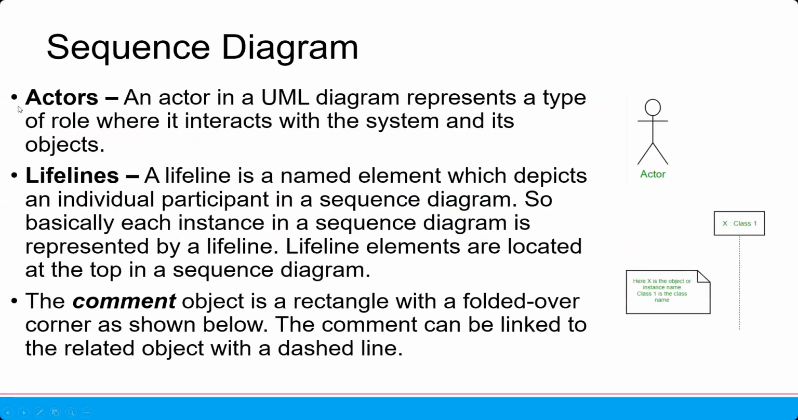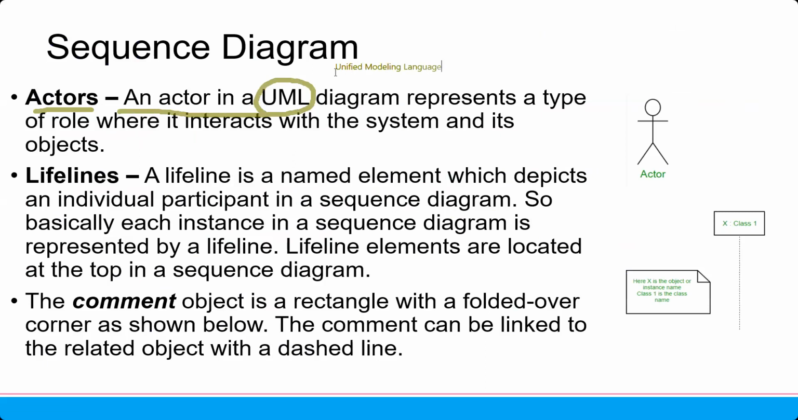So in the sequence diagram, there are three components that people already set up. First, we call it actors. So actors mean someone who has a role. So an actor, this is a UML diagram. UML, I already mentioned this one. It is Unified Modeling Language.